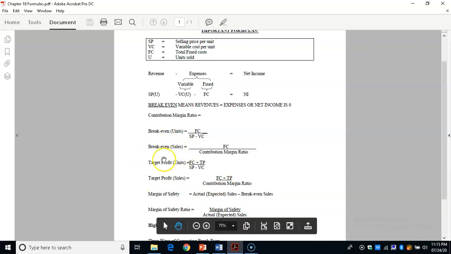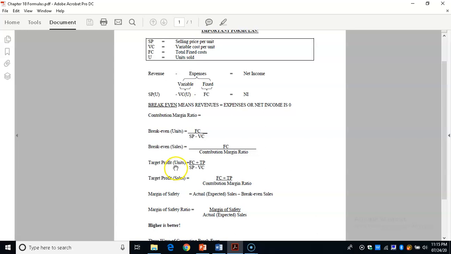Target profit means if I want to make $10,000, for example, how many units would I have to sell, right? So what's the formula for target profit in units? Take your fixed cost plus the target profit, the amount of money you're trying to make, and then you divide by the selling price per unit minus the variable cost per unit.